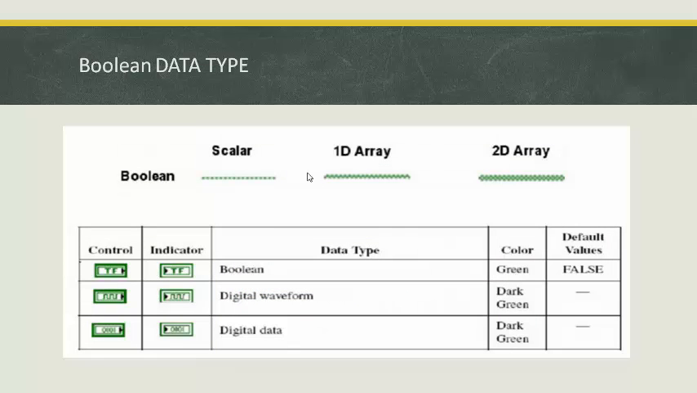So the next slide is the Boolean data type. The Boolean data type is true, false, or logic gates function. In Boolean also we have three arrays: scalar, 1D array, 2D array. And you can see the representation of control and indicator and the type of colors. So just go to this slide.